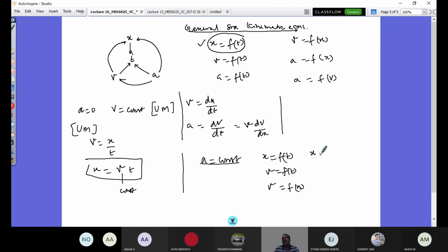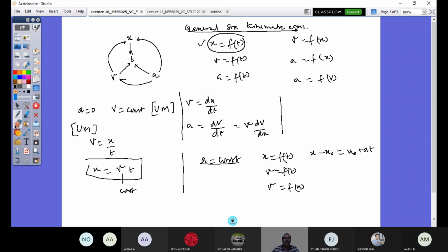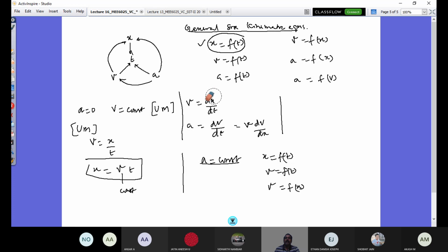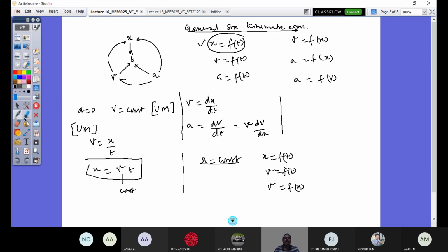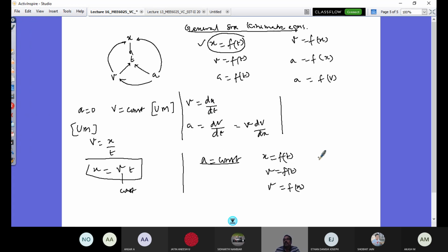So X minus X naught is equal to U, that is V naught plus AT. That's one equation. And then the next equation is V as a function of time. So the three equations come from the simple definitions here through integration. Let me not derive that for time reasons.